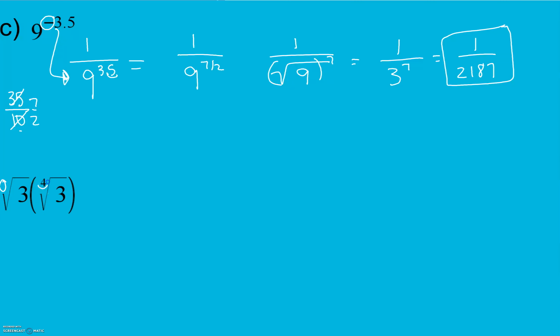Here I don't have the same indexes, so I can't combine those. But what I do have is the same radicands. So here I can rewrite this in rational form. My base is my radicand, my numerator is my exponent, and my denominator is my index. Times, again, my radicand becomes my base, my exponent becomes my numerator, and my denominator comes from my index. Since we have the same base here, and we're multiplying powers with the same base, which means we can add our exponents.